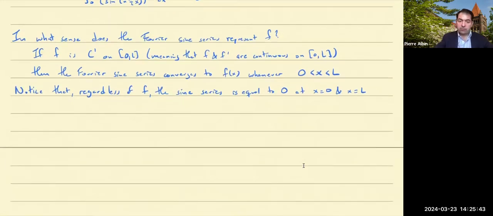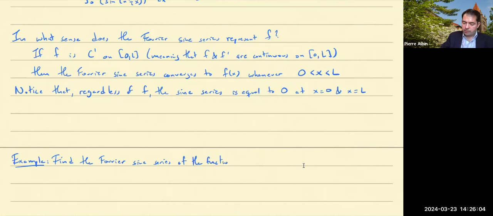Okay, let's find the sine series for a few functions. So let's find the Fourier sine series of the function f of x equals x on the interval 0 to L. Okay, so to find the Fourier sine series, we just need to find these coefficients, these alpha sub n.